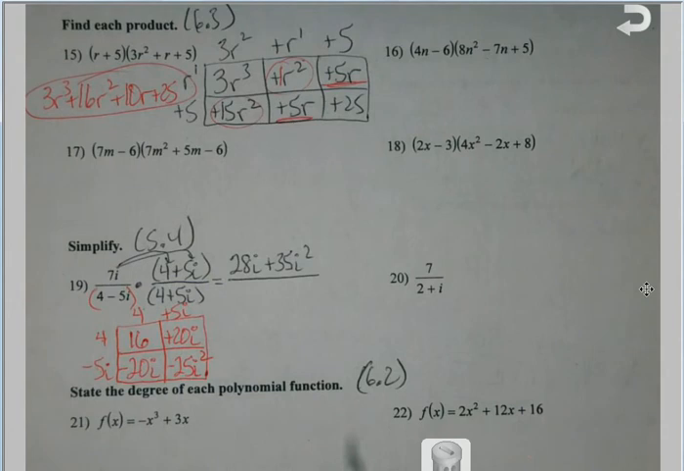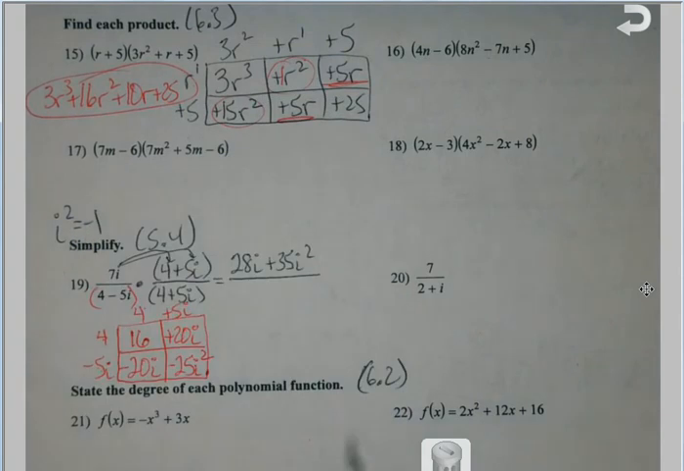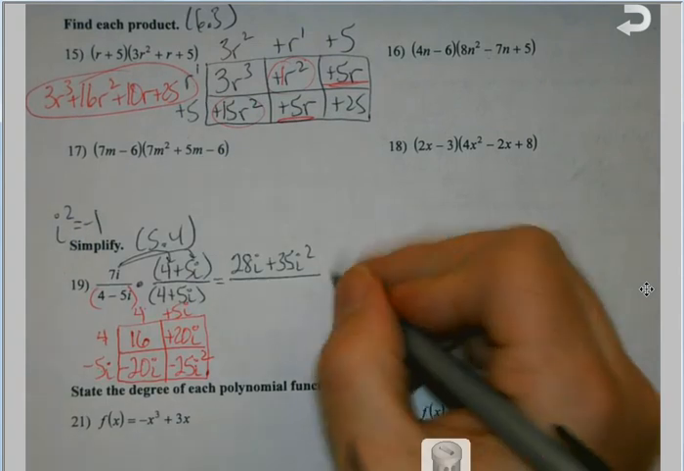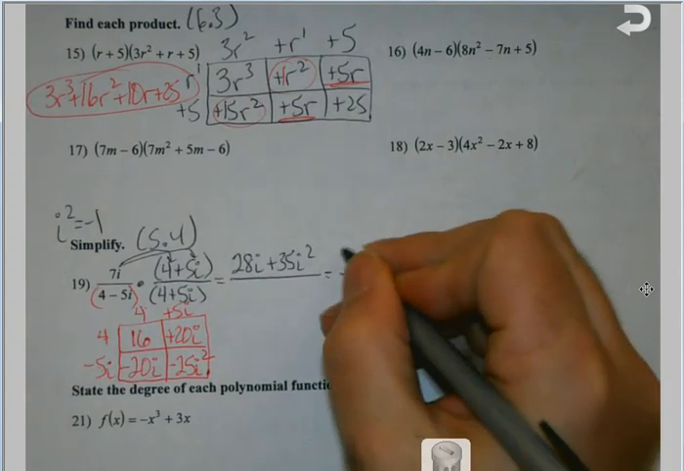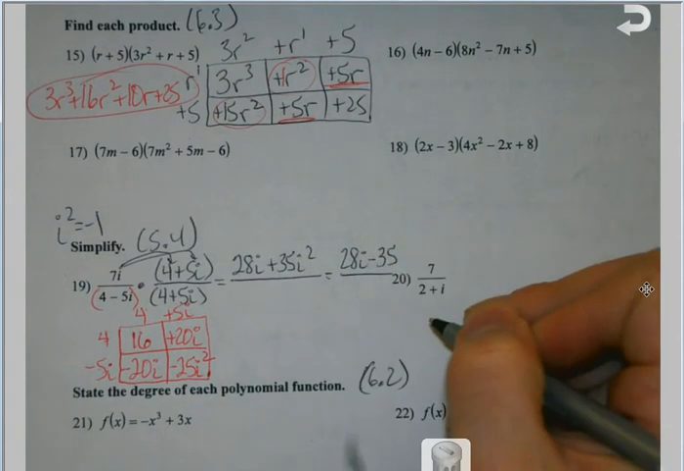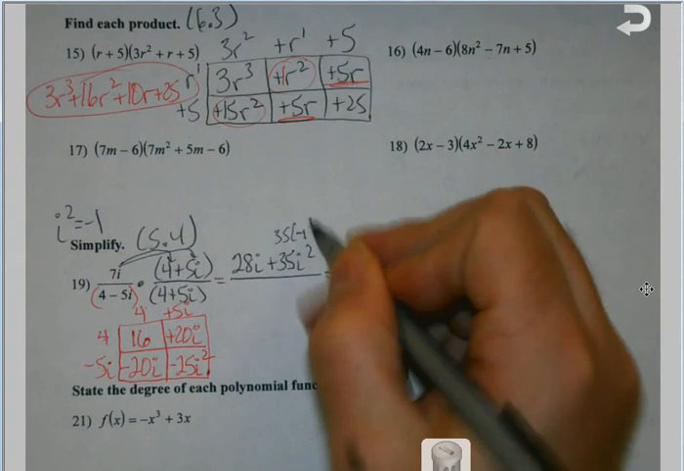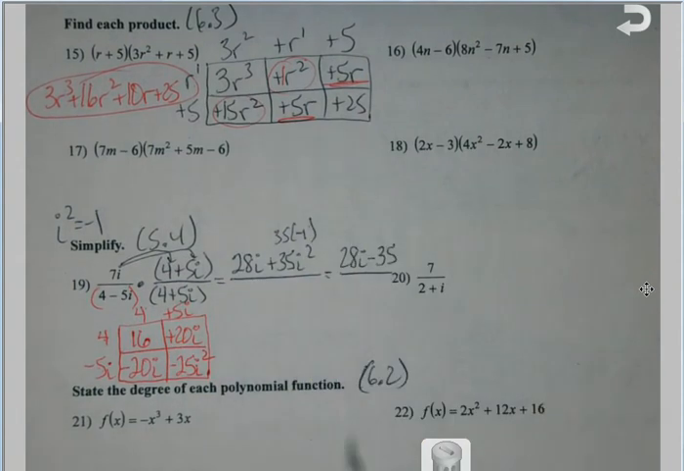Now here's where we have a little bit of thinking to do. And we talked in one of the earlier reviews about how i squared equals negative 1. It just basically changes the sign of what you have. So this would be 28i minus 35. Because what's this really? 35 times negative 1. Because that's what i squared is.